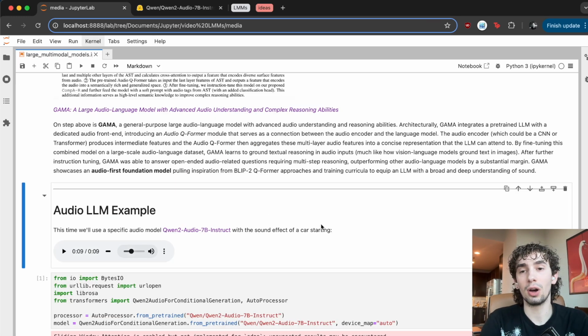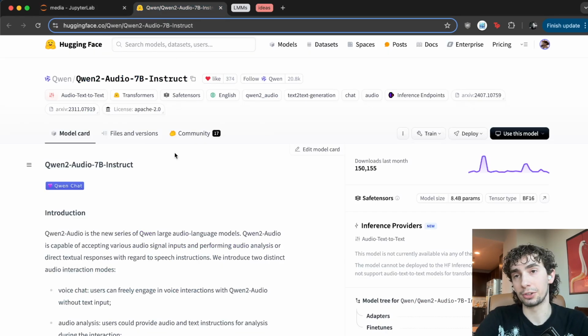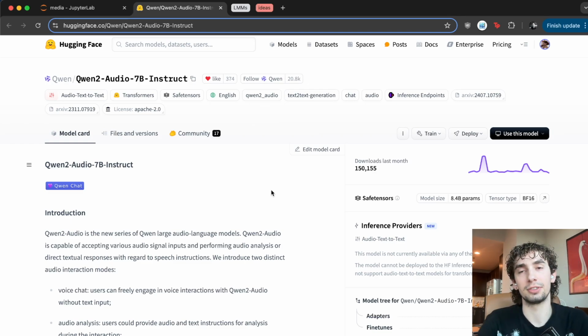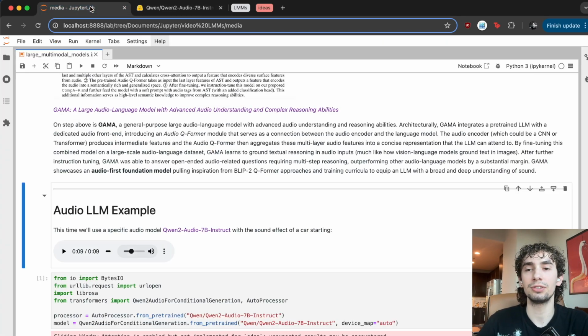Which brings us to our audio example, where we'll be using another Qwen model, Qwen2-Audio-7B-Instruct, an audio-specific tuned model that has the back and forth chatting capabilities, and we'll be passing in the sound effect of a car starting, which I shall play.